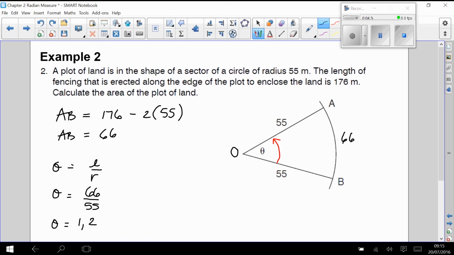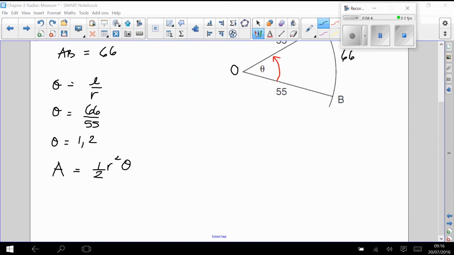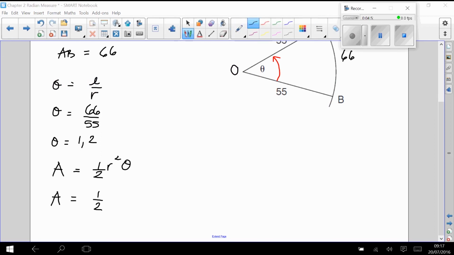Now, if I want to go on, I can very easily find the area as I have all the information needed for the formula. Just filling in our numbers into the formula, we find that the area of this sector is going to be a half times the radius squared, which is 55 squared, times my angle of 1,2. And so the area of this sector is in fact going to be 1,815 meters squared.